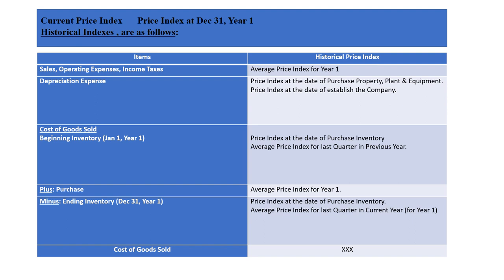The current price index in all cases is the price index at December 31, year one; we have only one current price index. So what we need is how to calculate the historical price index for each of the other items. We prepare a table of items and historical price index. For sales, operating expenses, income taxes, all of them, the historical price index is the average price index for year one.